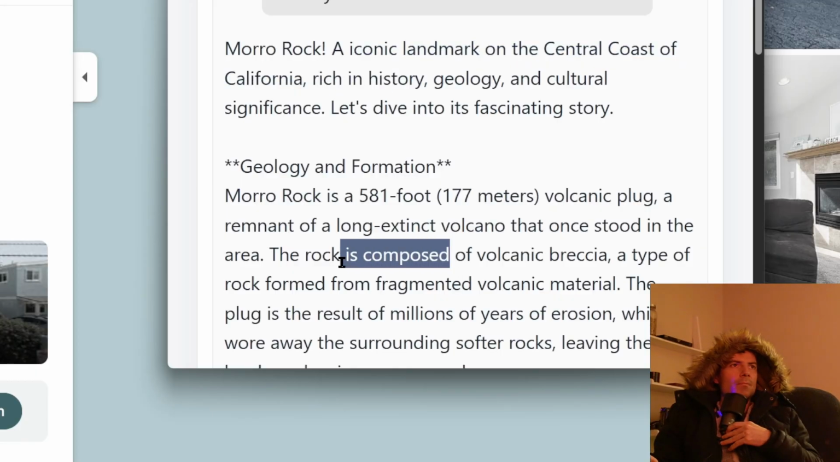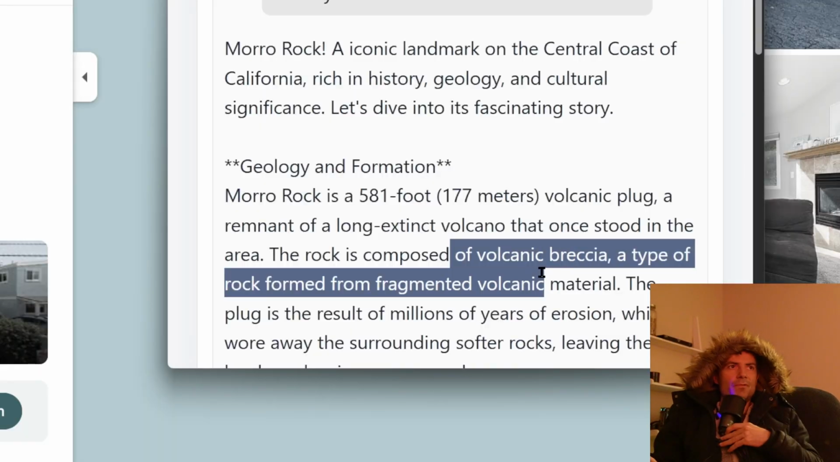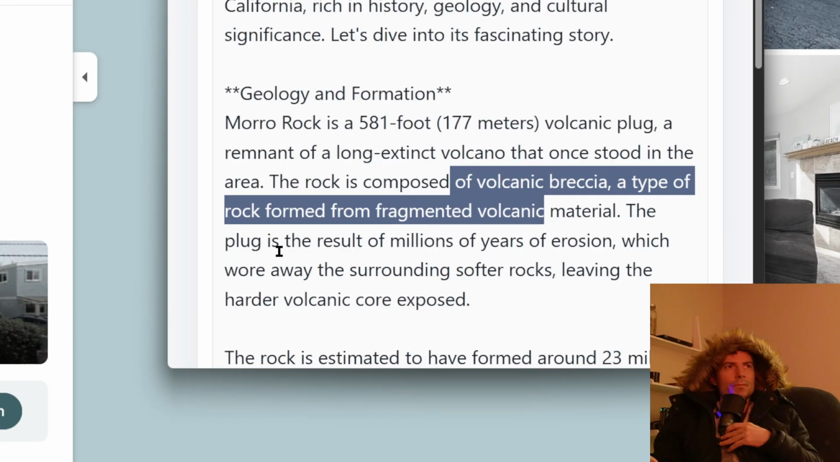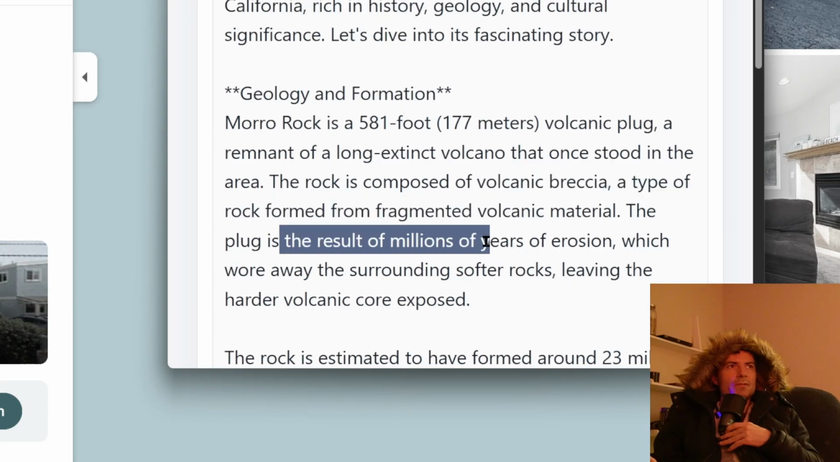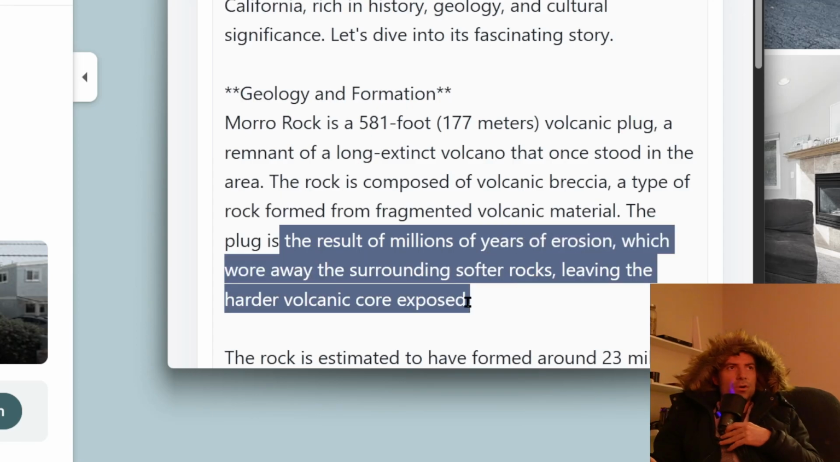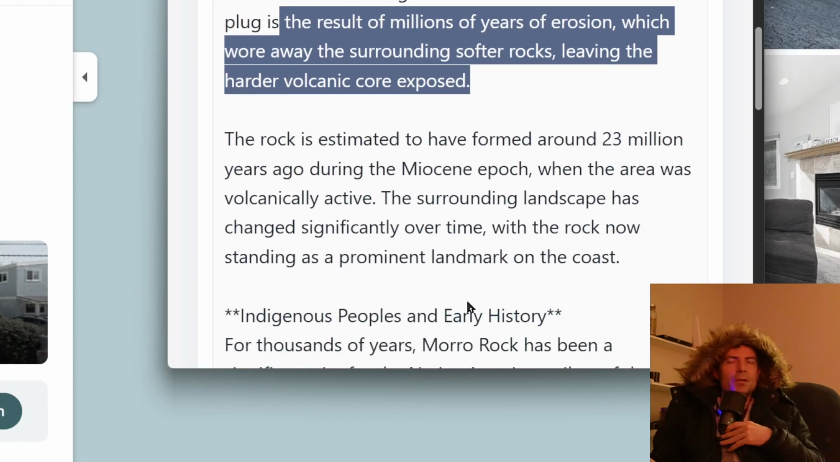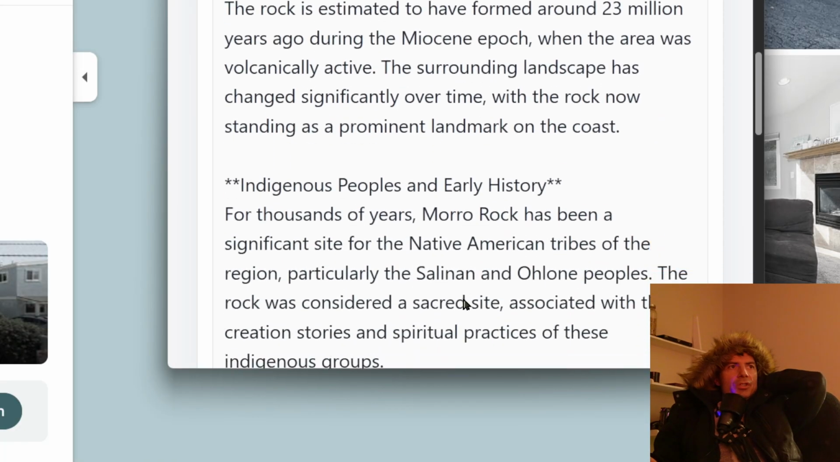The rock composed of volcanic breccia, a type of rock formed from fragmented volcanic material. Millions of years of erosion, which wore away the surrounding softer rock, leaving the harder volcanic core. Wow, 23 million years ago is when this was formed. The landscape has changed significantly.